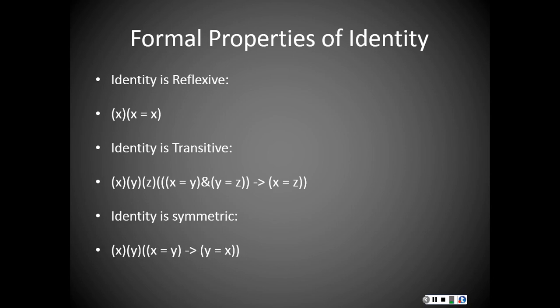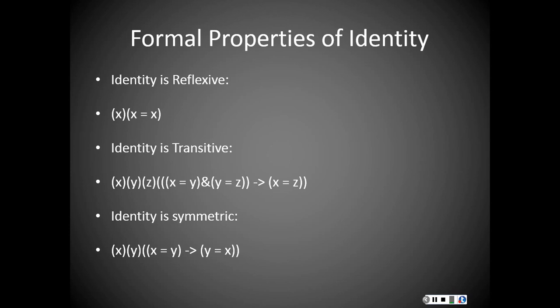And finally, identity is symmetric. That is, for any x and any y, if x equals y, then y equals x. So these are important formal properties of identity. In fact, any relation that has all three of these properties, any relation that is reflexive, transitive, and symmetric, is what logicians and mathematicians refer to as an equivalence relation. And identity is an equivalence relation. It is a paradigmatic example of an equivalence relation.